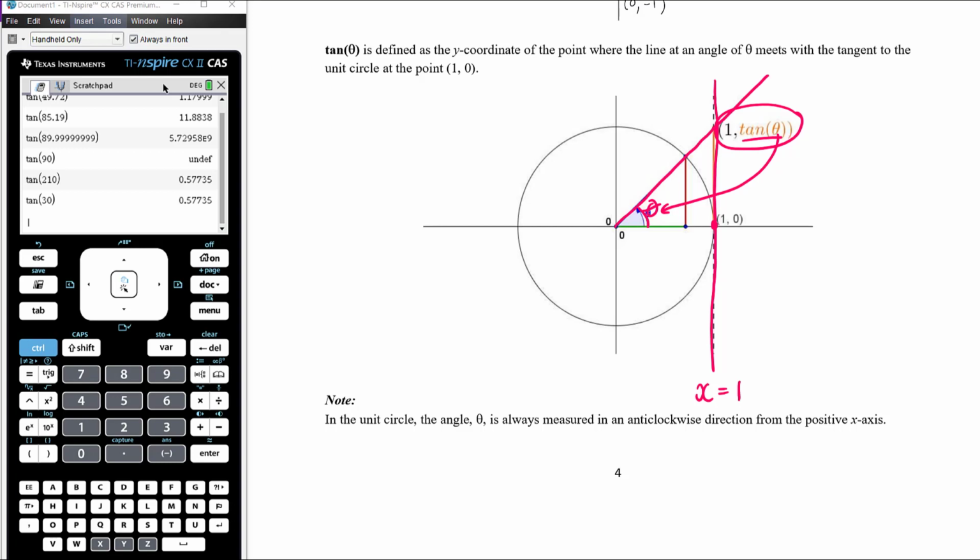Okay, so we're returning here. We've now defined sine, cosine, and tangent. We understand this little note down here that in the unit circle, the angle theta is always measured in an anti-clockwise direction from the positive x-axis. So that's where sine, cosine, and tangent come from.